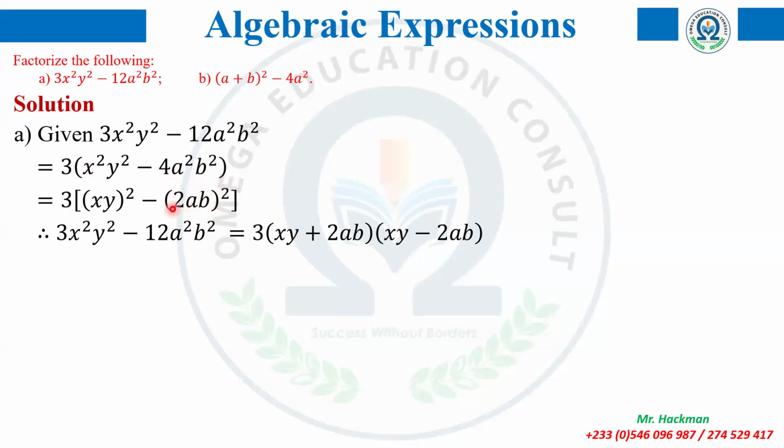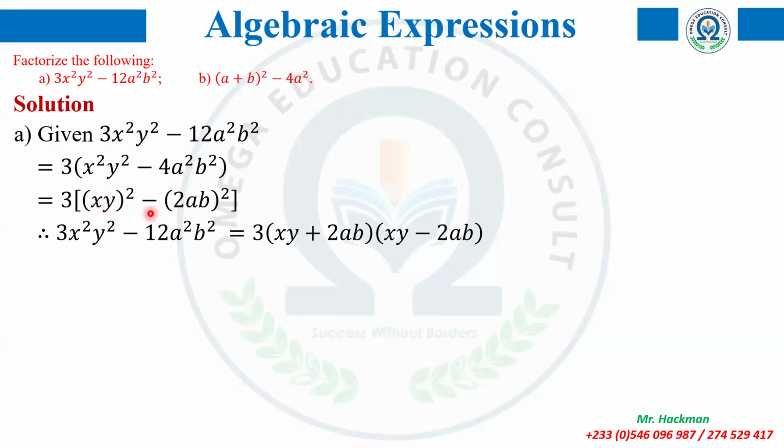Obviously, you should know that 4 squared will give you 16. 16 is not what is here. So if you expand this, you should get this. If you remove the bracket here and you don't get this, there is something wrong. So take note so that you don't repeat such a mistake.